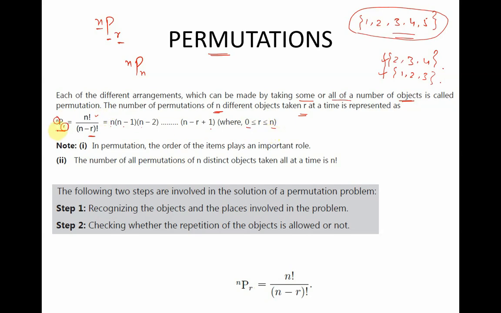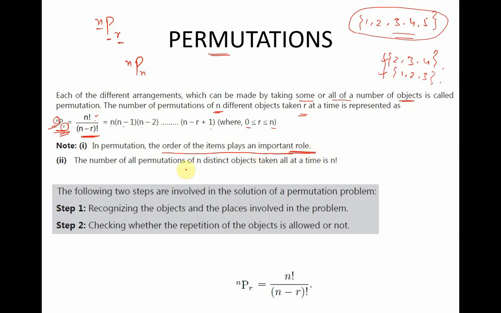So the number of permutations of n objects taken r at a time is represented by n factorial divided by n minus r factorial. One thing to remember, in case of permutation, the order of the items is a very important aspect. Later on we will be talking about combinations. In case of combinations, the order of the items is not that important. But in case of permutation, the order of the items plays a very important role.